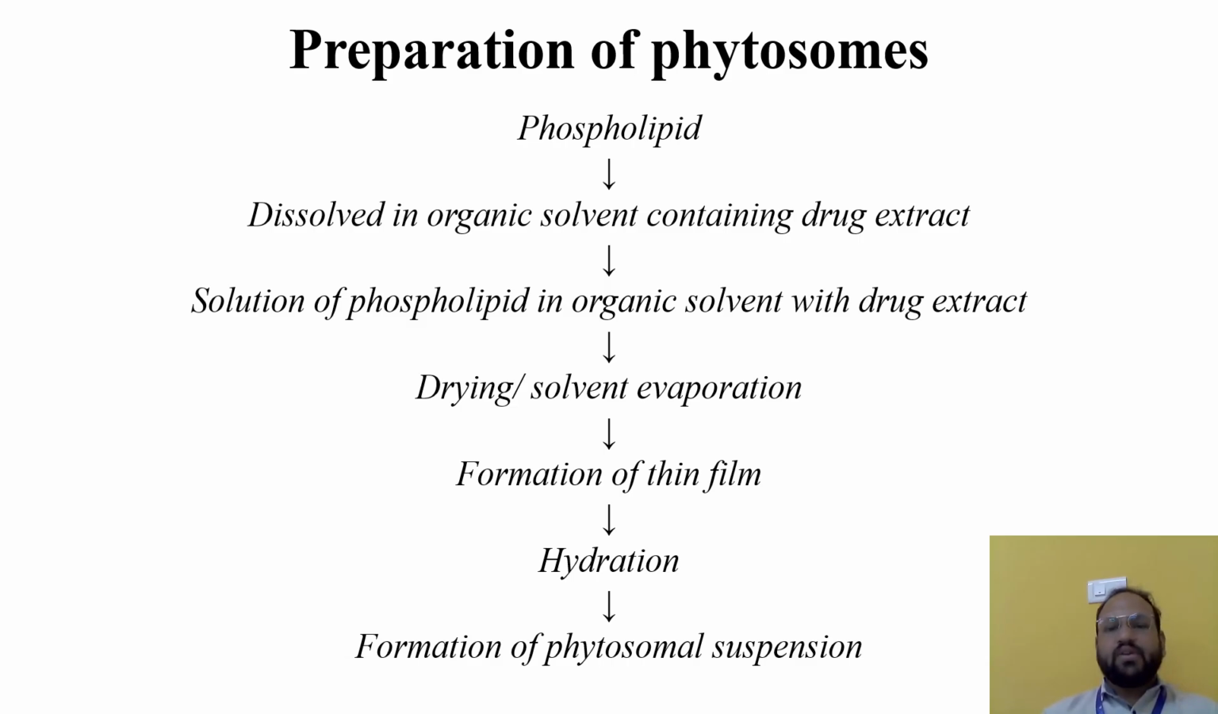How do you prepare a phytosome? The general method is to take a phospholipid, that is phosphatidylcholine, and dissolve it in an organic solvent where your drug is dissolved, usually methanol or ethanol, alcoholic extracts. So the solution of phospholipid in organic solvent with drug extract is then evaporated. After the evaporation, there is a formation of a film, a precipitate, or you can call it a thin film, which has to be hydrated. So this hydration leads to the formation of phytosomal suspensions.